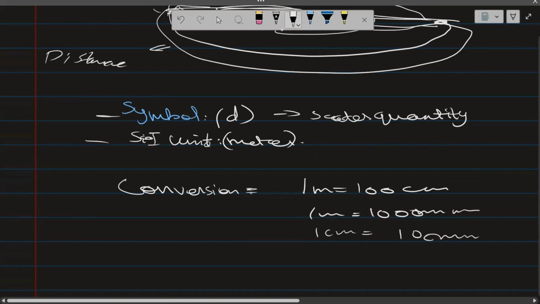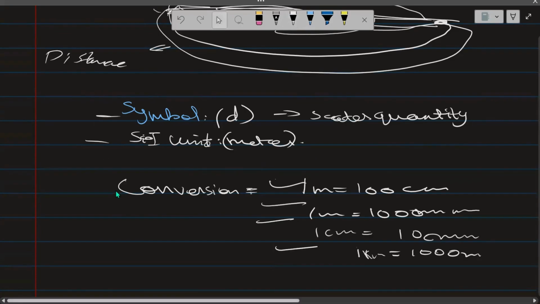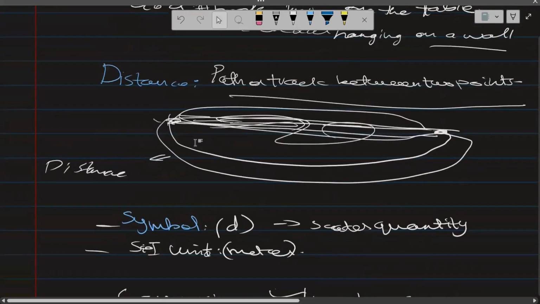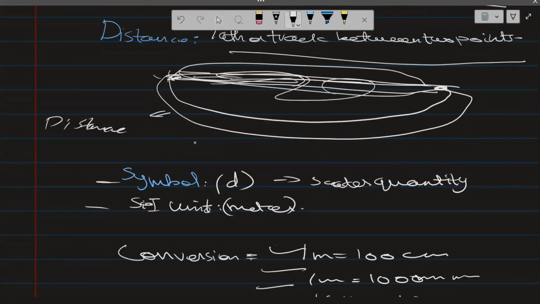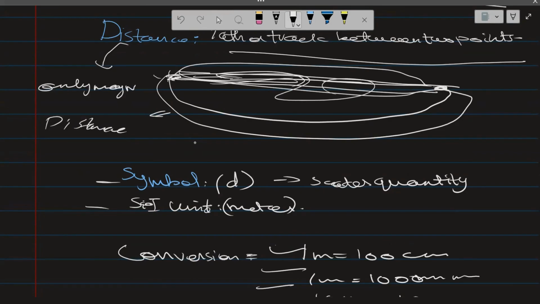Like 1 centimeter is equal to 10 millimeter, and 1 kilometer is equal to 1000 meter. So we have to remember these. Now let's move on to displacement. Displacement and distance have a difference. Distance is a scalar quantity because it has only magnitude.